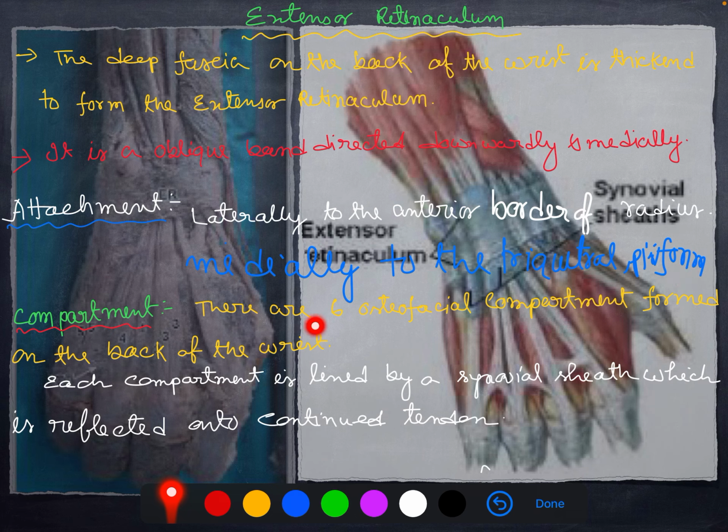Compartments. There are 6 osteofibrous compartments formed on the back of the wrist. This is the back side of the wrist. Here are the 6 compartments: first, second, third, fourth, fifth and sixth. Each compartment is lined by a synovial sheath, which is reflected onto the contained tendon.